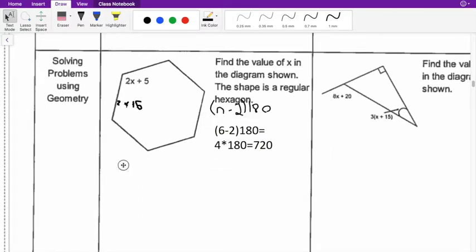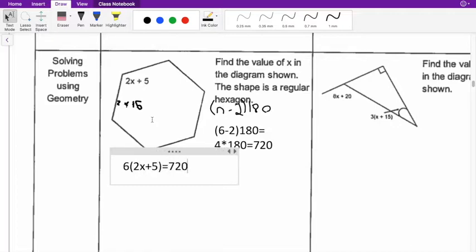So if we go down here, now we know that we have 6 sides, so we have 6 angles of 2x plus 5. And we know that all equals 720. Therefore, we have to rainbow in this number here to expand the bracket. And that will give us 12x plus 30 equals 720.